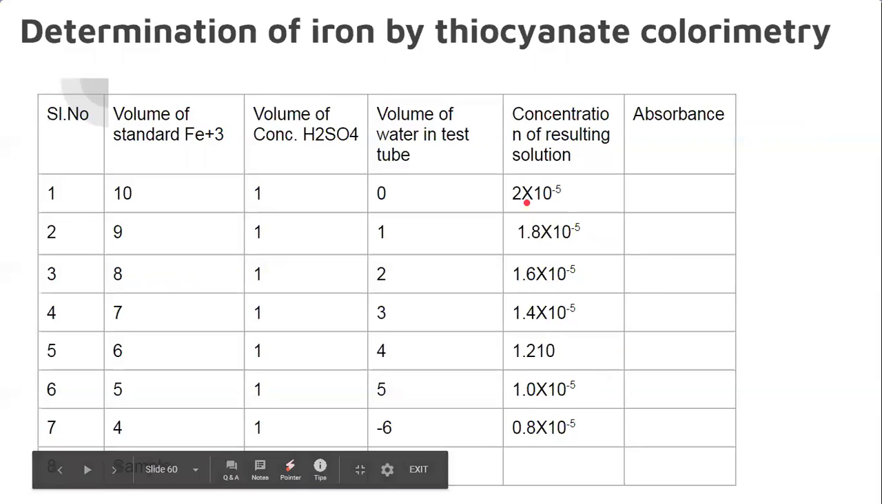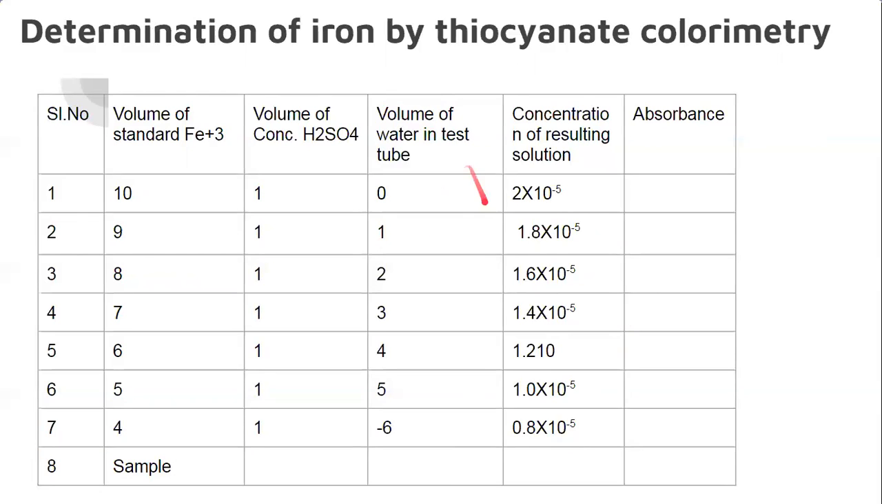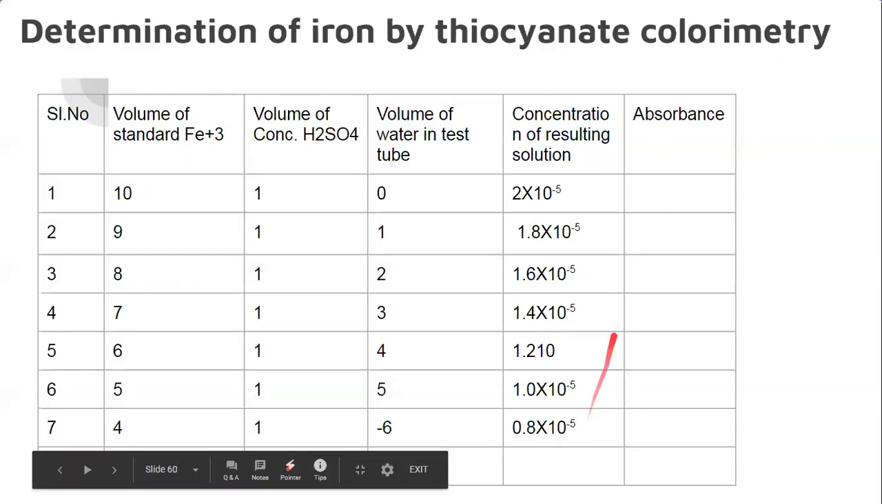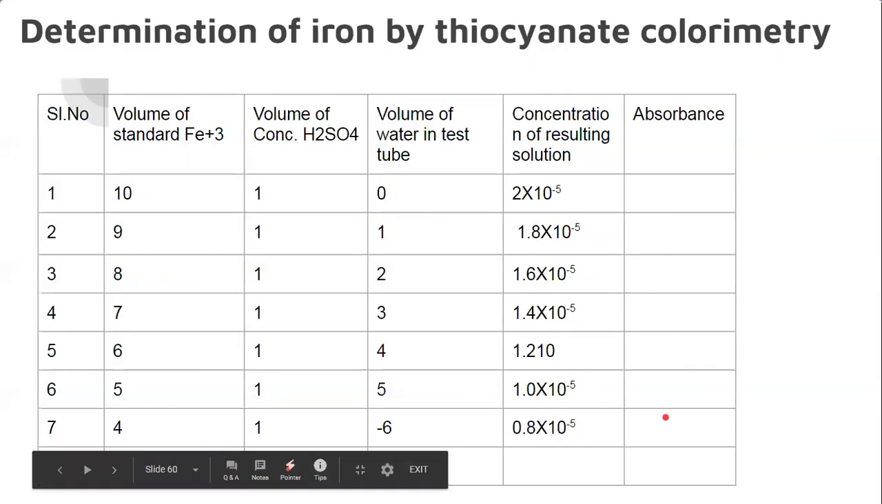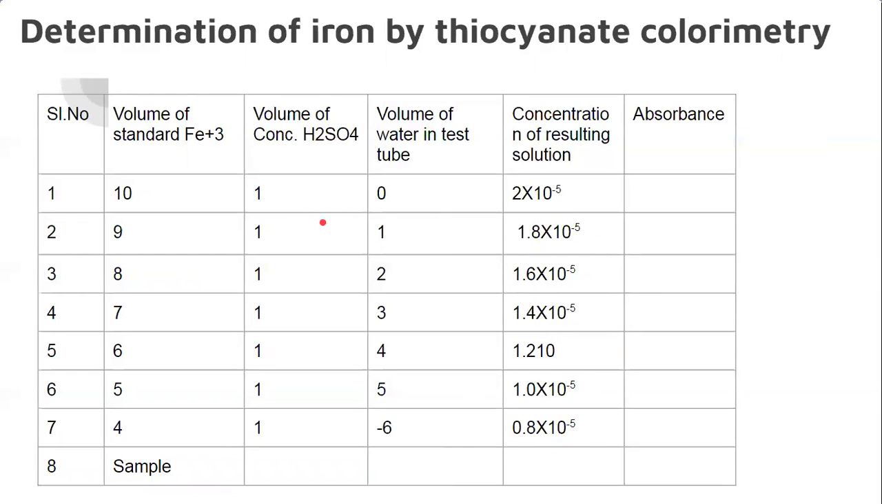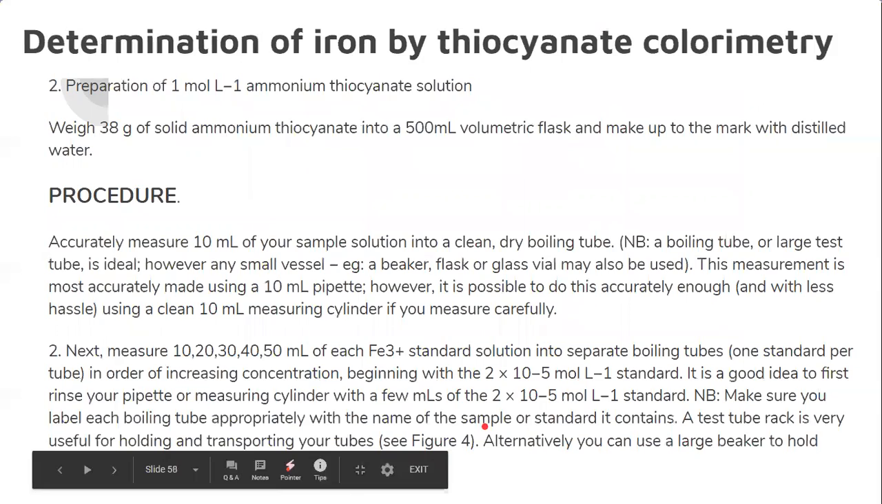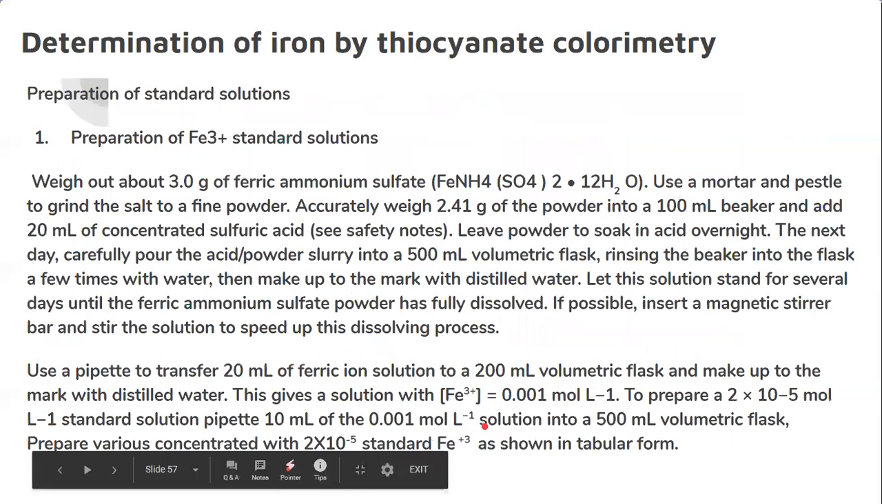Why? Because according to the Beer-Lambert law, absorbance is directly proportional to the concentration of the solution. So from 1 to 7, the concentration of our standard solution decreases, so our absorbance should also decrease. By that manner we have verified the Beer-Lambert law as well as the determination of iron in a water sample by thiocyanate. So this is the colorimetry experiment.